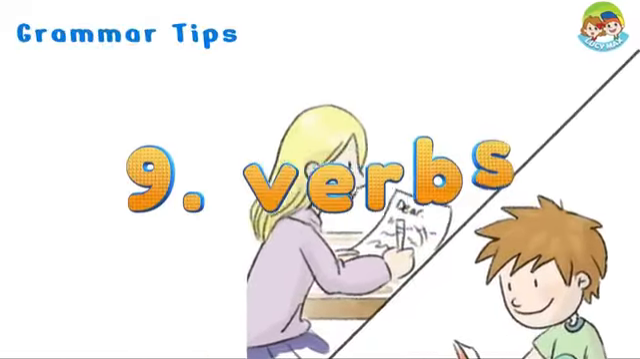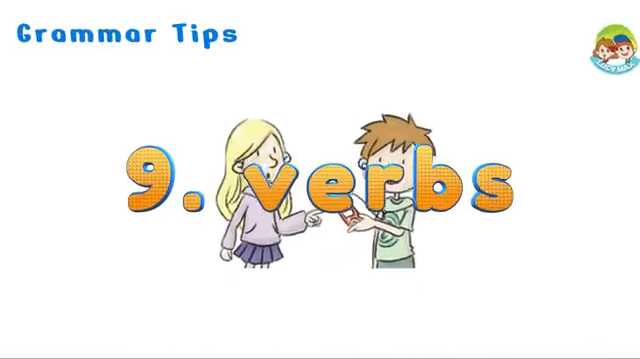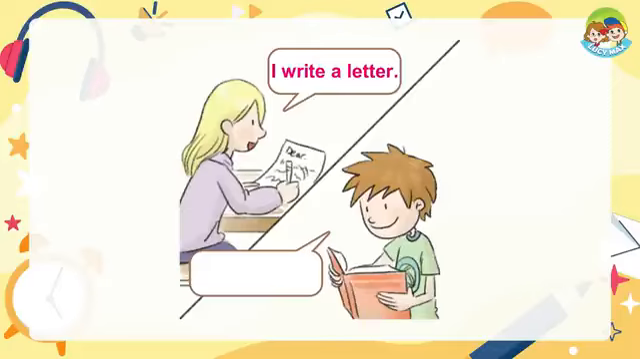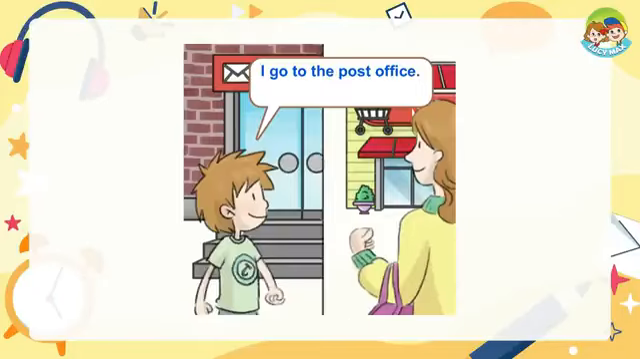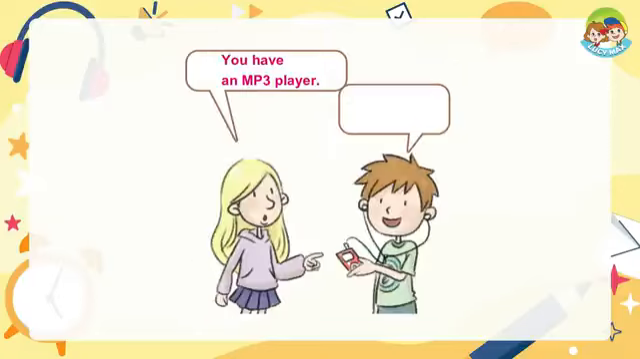Unit 9. Verbs. I write a letter. I read a book. I go to the post office. My mom goes to the store. You have an MP3 player. My sister has an MP3 player too.